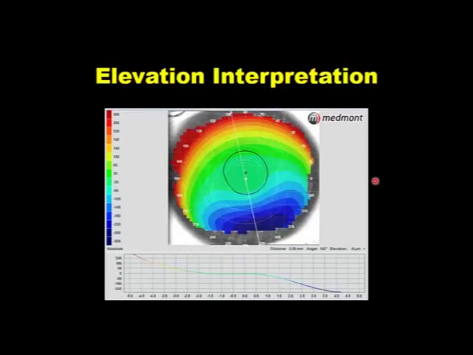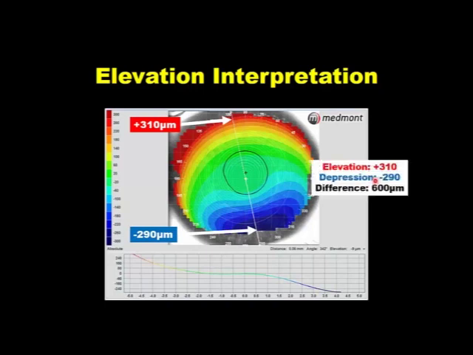Now, another map that we use with great frequency is the elevation display. And the elevation map does what the axial and tangential do not. It tells us where the eye is high and where the eye is low. So you might click your cursor up here in the reddest area, and we see there's an elevation of 310 microns. There's a depression of minus 290 microns. So this eye has a change in elevation of 600 microns.